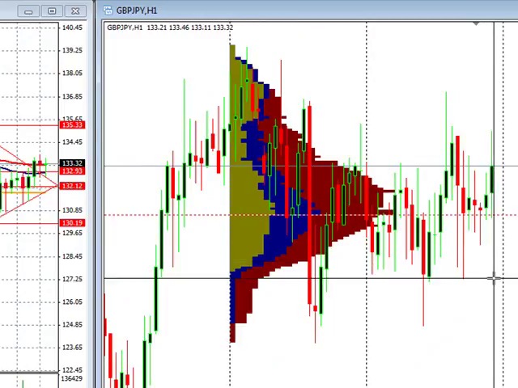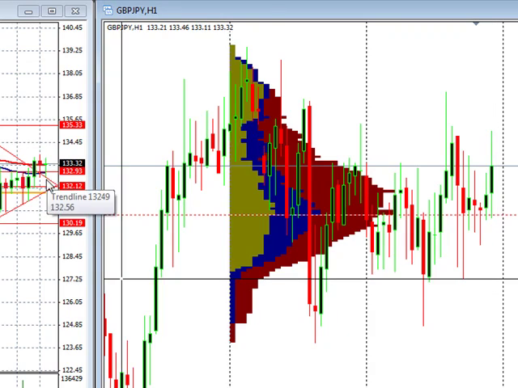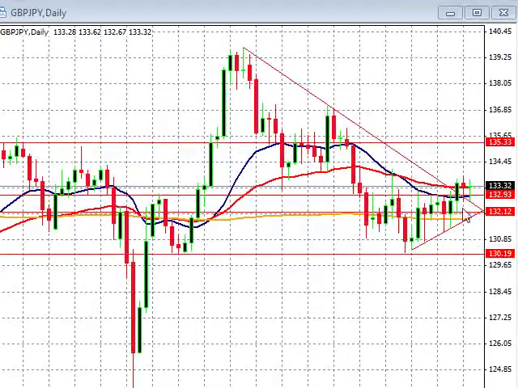Or if it gets below 132.85, we might see a move lower, which would get us below the 20 moving average. But again, we can see the buyers see value in there, so we're still going to watch this one.